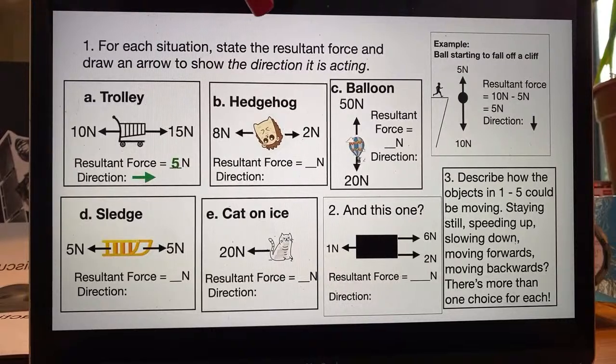And the hedgehog, you've got 8 on one side and 2 on the other side, so the 2 and the 2 cancel out. The 8 take away 2 is 6 newtons in the left hand direction, and the balloon is going up with a force of 30 newtons. Okay, I'll give you another 3/4 of a minute to get those done.